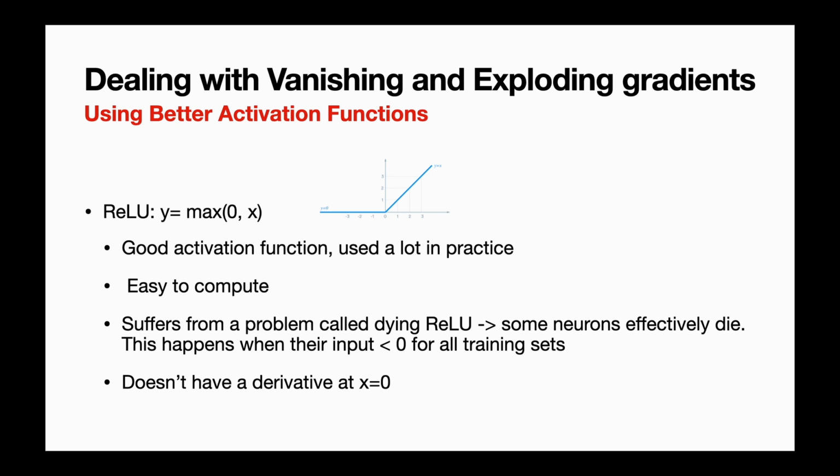Despite that, it's fine. Okay, some neurons die. So what? You just use more neurons there if you want. But this is an issue. The next issue is that the derivative at 0 doesn't exist, so we cannot define the gradient at x equal to 0, and that's an issue because in backpropagation we need to know the gradients, and if the derivative is undefined somewhere, that's a problem.